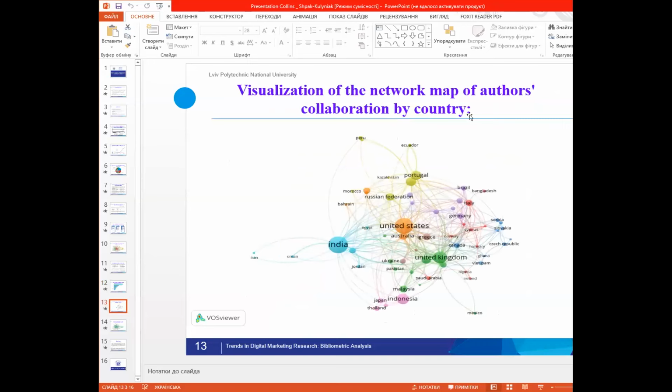Visualization of the network map of authors' collaboration by country. As was just mentioned, India is leading, United States, United Kingdom. Here we can see also Ukraine. Not among the top 10 countries, but still important.